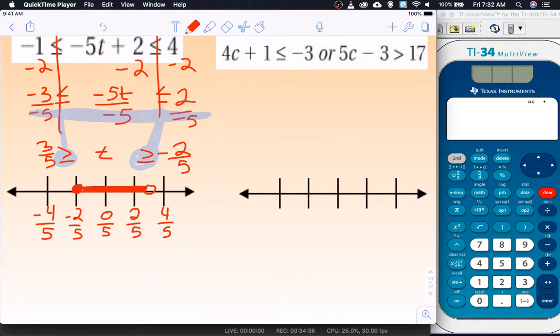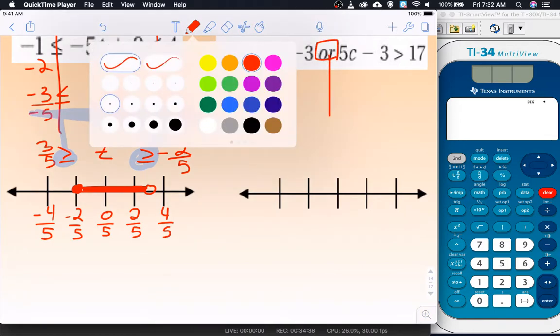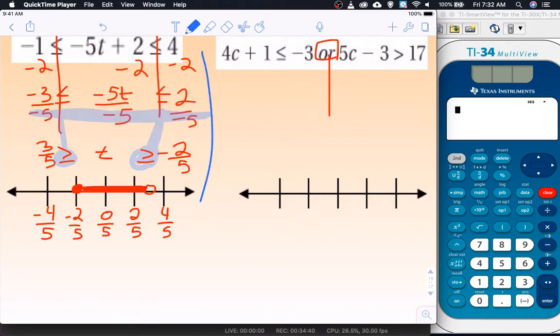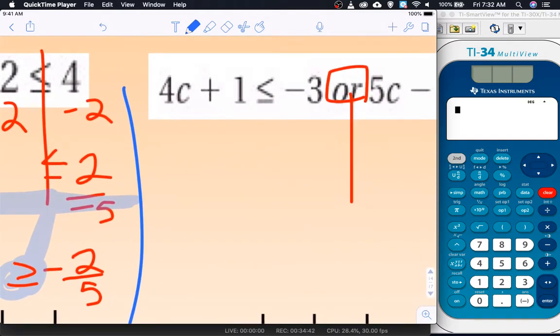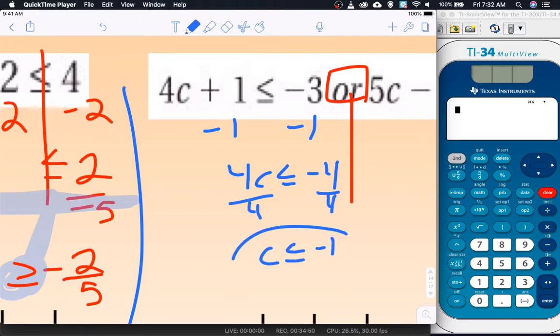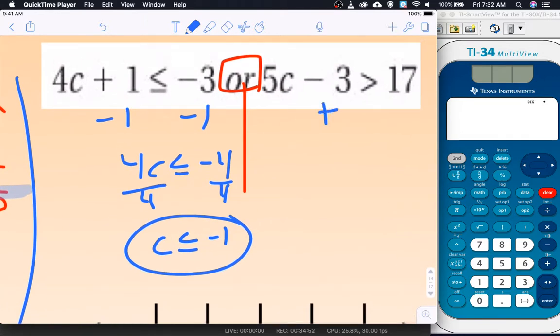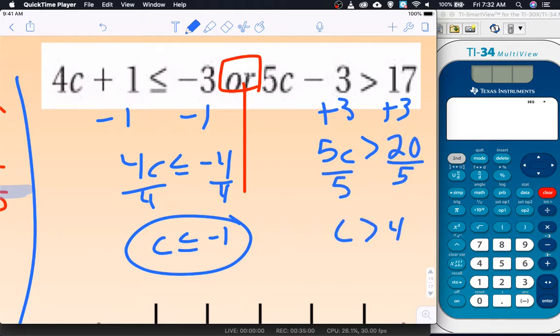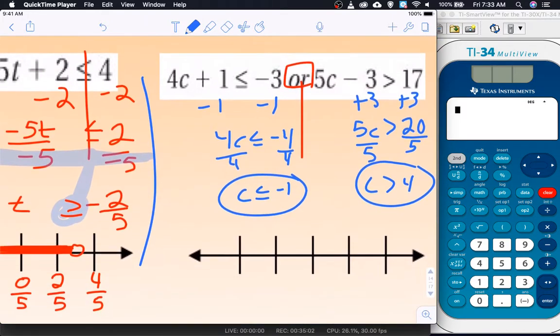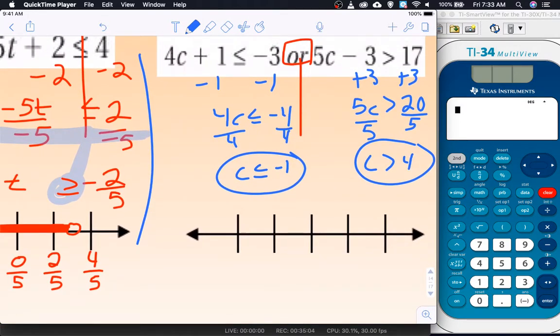All right. Or let's change to blue. Let's go through this quick. -1, -1, 4c is less than or equal to -4, divide by 4, divide by 4, c is less than or equal to -1. +3, +3, 5c is greater than 20, divide by 5, divide by 5, c is greater than 4. I can go quick because you should have already done this.